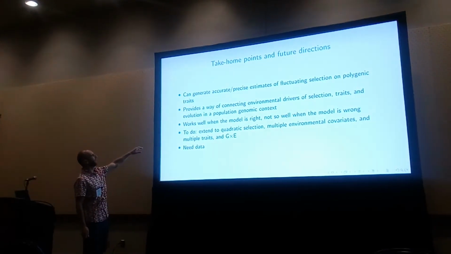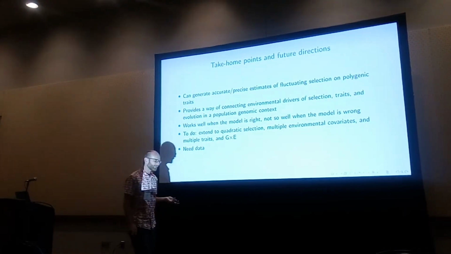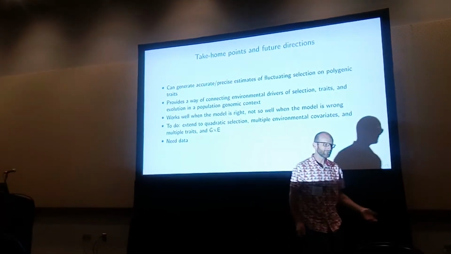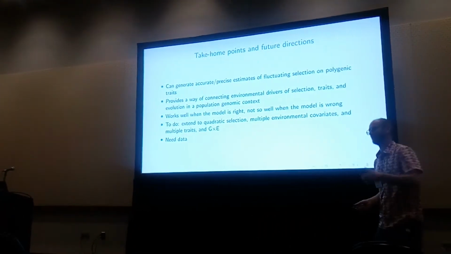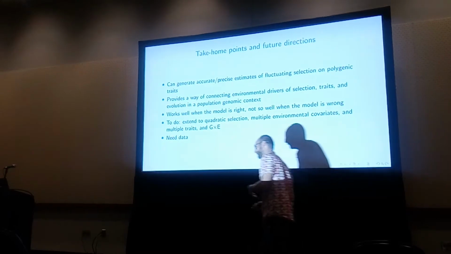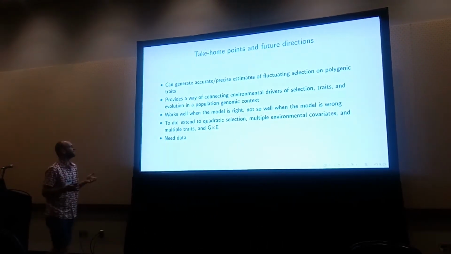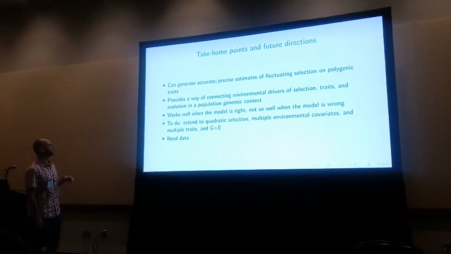The flip side of that is that it works well when the model's right, not so well when the model's wrong. So if you don't have an understanding of the environmental context of what's driving selection, you don't have the right traits, or have poor mapping of the genetic structure, all those things can start to break it. So if you have knowledge of the system, you can do a lot with it, but less otherwise.